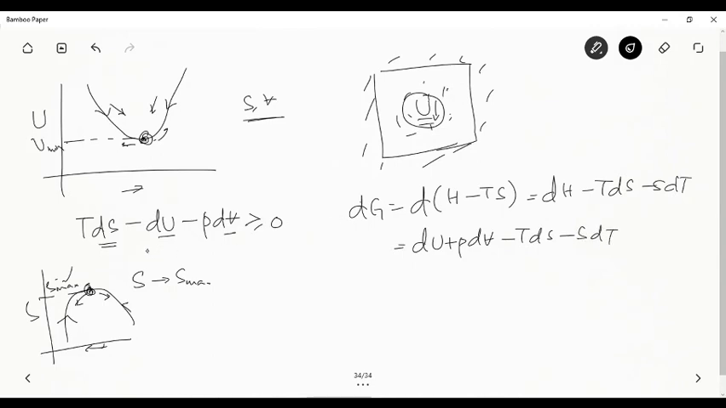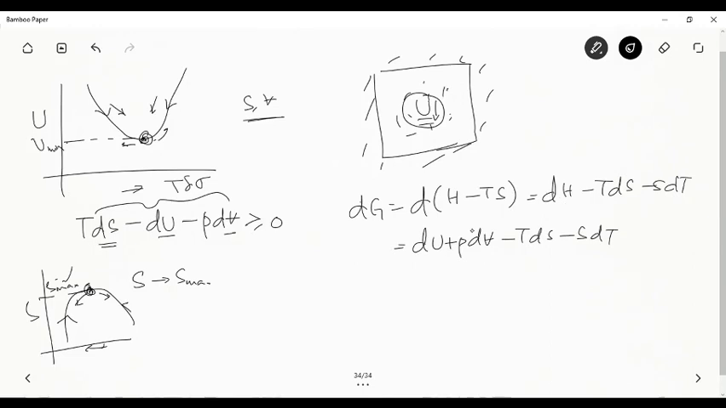So now we know that T dS minus dU minus P dV is greater than or equal to 0, which is basically equal to T delta sigma. So if I substitute this, then this will be minus T delta sigma.